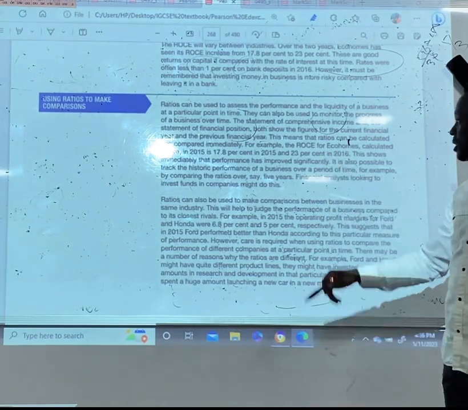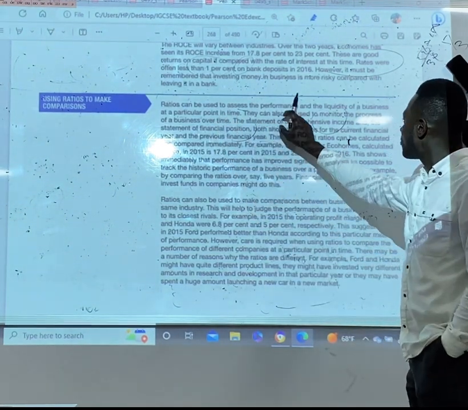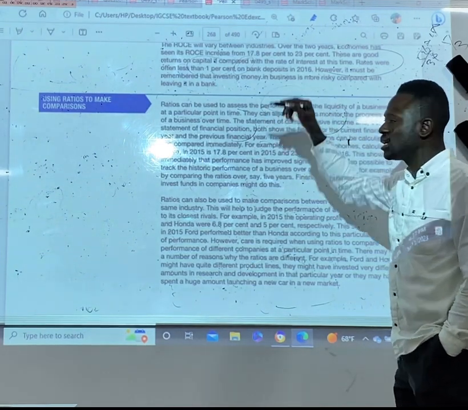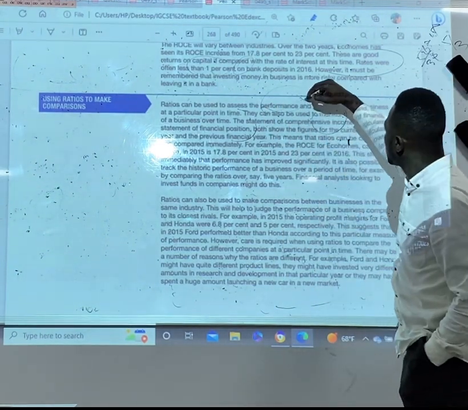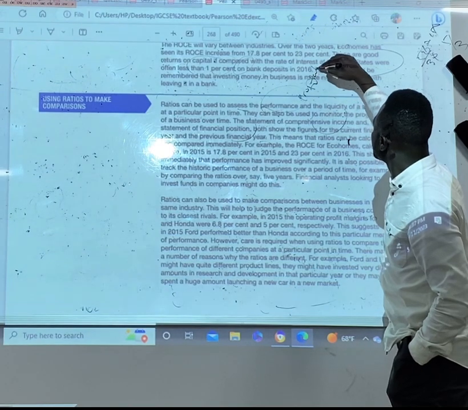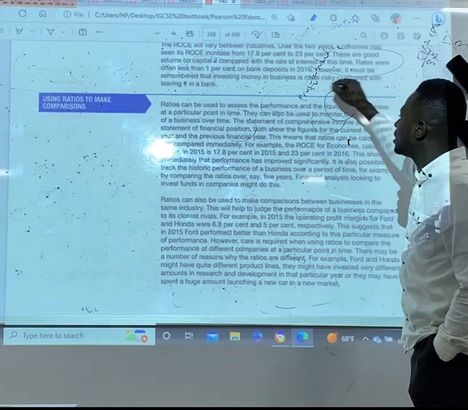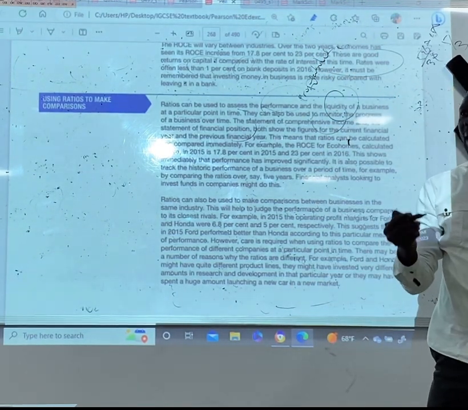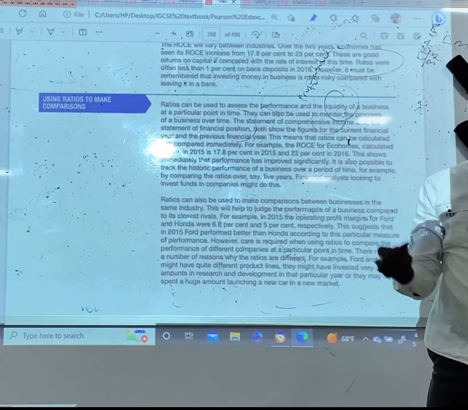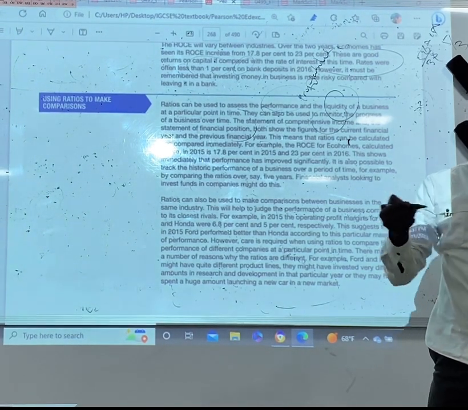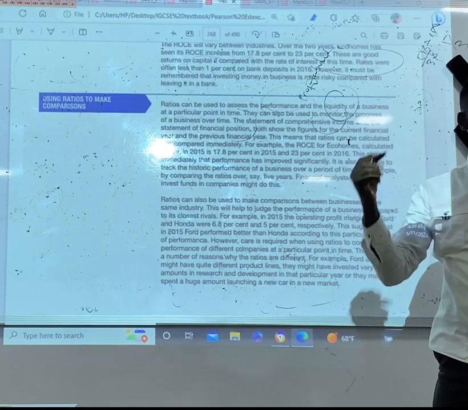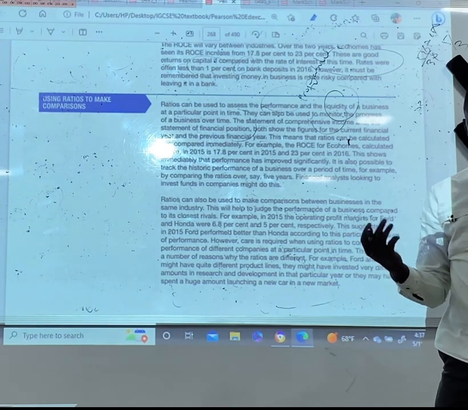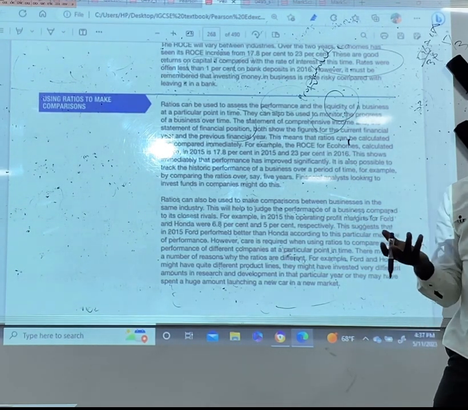So look at what they generally said. Ratios can be used to assess the performance and liquidity of the business. The performance, which talks about profits, profitability. And liquidity, which talks about the amount of capital, the amount of money available to you that will allow you to quickly pay off your debt, your bills. I think it's clear. Yes. Are you getting it? Yes.